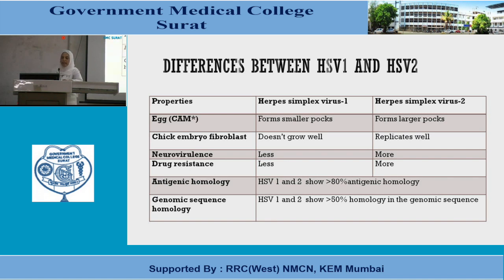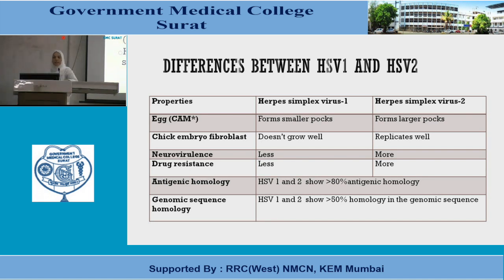Type 1 is less neurovirulent, while type 2 is more neurovirulent, and type 1 is less drug resistant, while herpes simplex 2 is more drug resistant. Coming to the antigenic homology, 1 and 2 show more than 80% antigenic homology, and in genomic sequence, as I already discussed, more than 50% sequence homology is seen between herpes simplex 1 and 2.